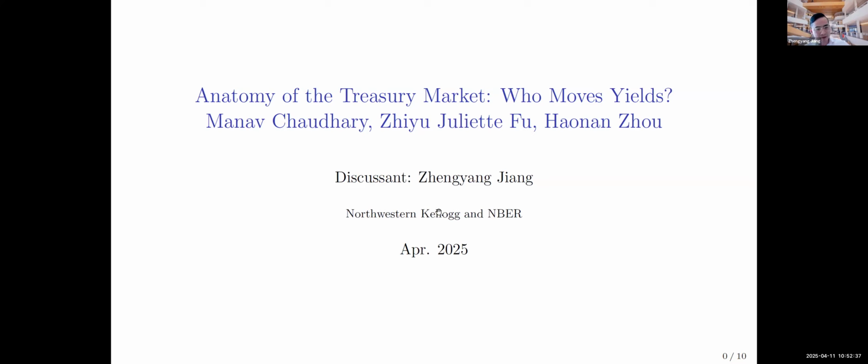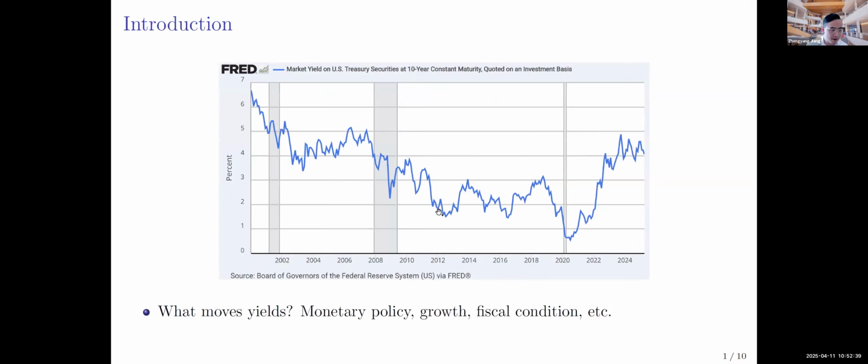Moving back to my discussion, this paper studies obviously a very important question, which is about the pricing of the treasury. There has been a really large literature here. We all want to understand what moves yields. For example, here's a picture of the yield of the 10-year treasury over the past 25 years. The big story is that there's a low-frequency movement, right? There's a secular decline in the interest rate level.